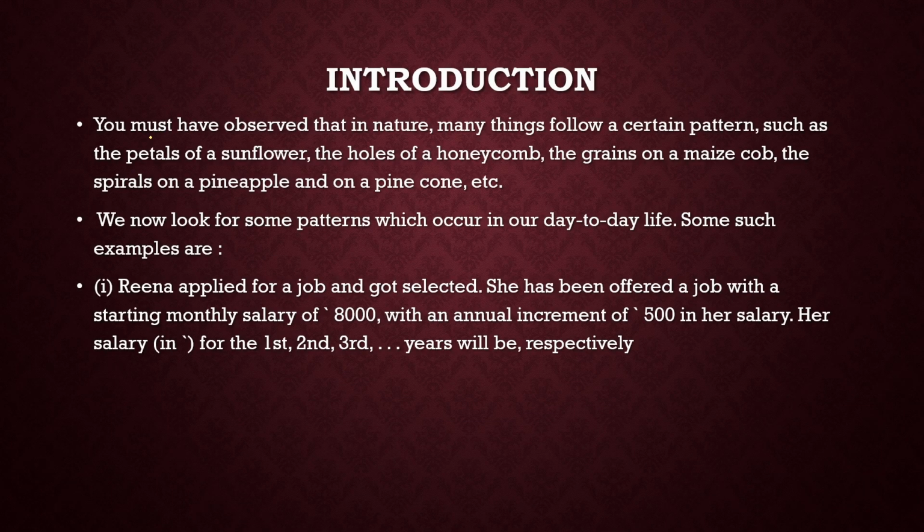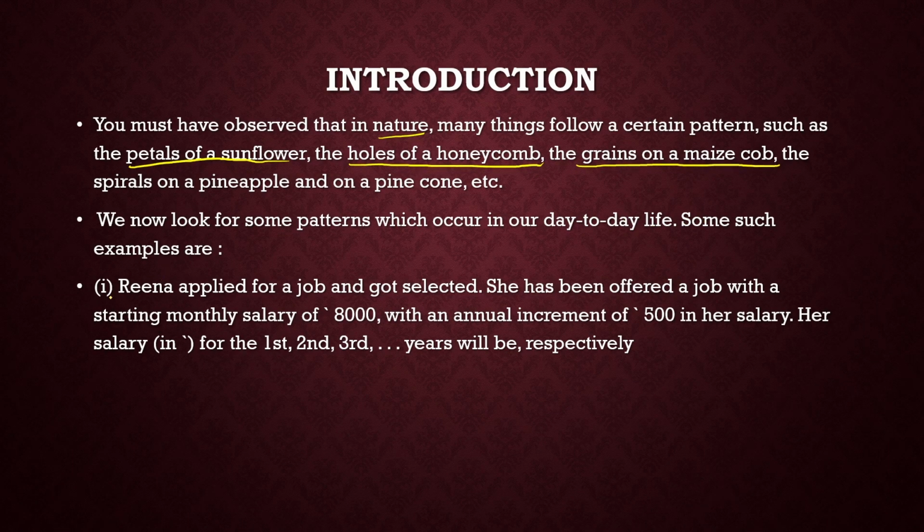So first, the introduction of this chapter. Now we'll understand what arithmetic progression is. You must have observed in nature many things which follow a certain pattern, such as the petals of a sunflower. See, the petals of a sunflower are similar, right? They follow a pattern. Holes of a honeycomb also have a specific structure. The grains on a maize cob also follow a pattern. Then spirals on a pineapple and on a pine cone, etc. Now let's look for some patterns which occur in our day-to-day life.